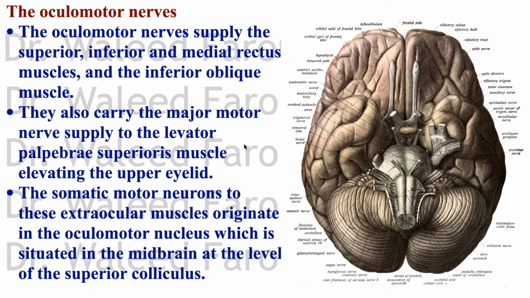The nucleus of the oculomotor nerve is situated in the midbrain at the level of the superior colliculus, and I showed you that nucleus when studying the sections of the midbrain at the level of the superior colliculus.